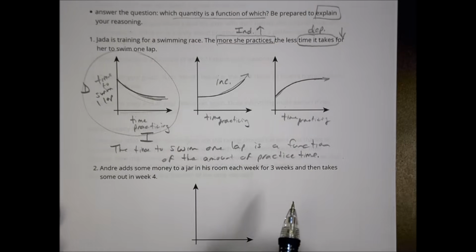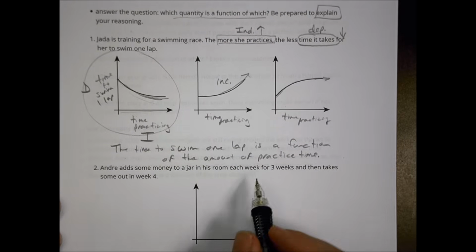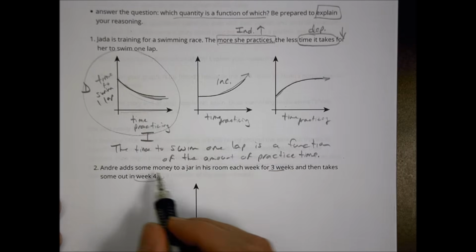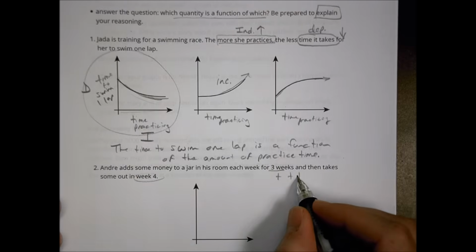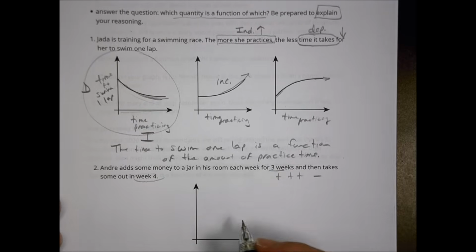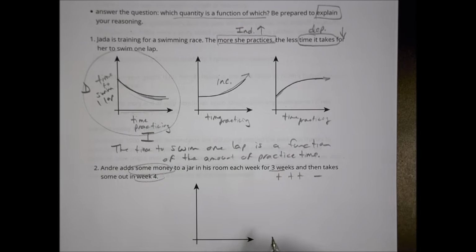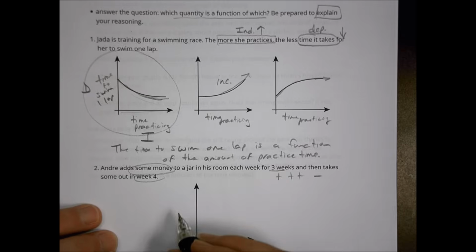Number 2, it says Andre adds some money to a jar in his room each week for 3 weeks and then takes out some in week 4. So for 3 weeks he adds, and then he takes something out. Okay? We don't know how much that is. It's just some money is what he's adding there. That's what it's going to be. So for our independent variable, we're going to say that weeks is our independent variable. Okay? So each week he's adding something here. All right, we have 4 weeks there. Now, what's dependent is going to be the amount of money. Okay? That's the dependent part.